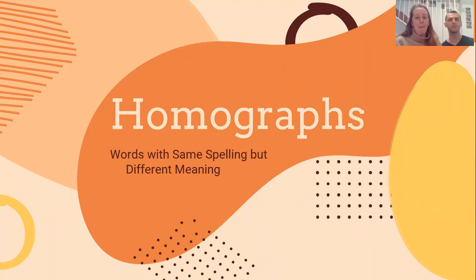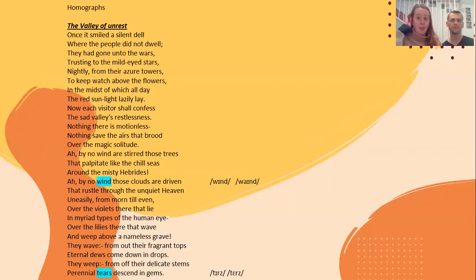Okay, another concept worth mentioning is homographs. These are words with the same spelling but different meanings. In the poem, we could only find two words that are homographs: wind, which with another definition would be pronounced differently, and tears, which with another definition, as a verb, is pronounced differently.